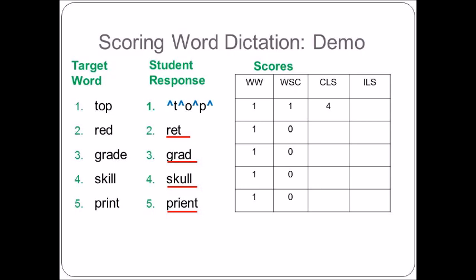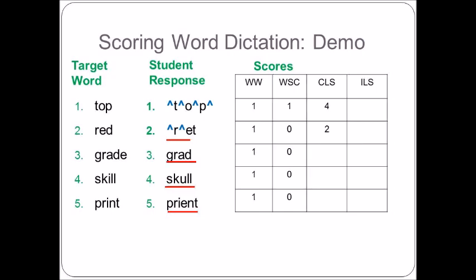Let's do item 2. The target word is red. We see that the student started the word with the correct letter R, so they get a correct letter sequence at the beginning of the word. From R to E is also a correct letter sequence, so we put a blue caret between those 2 letters. Now, instead of the correct letter D, this student wrote the letter T, which is incorrect. For now, there is nothing else we need to mark for this word. We see that item 2 has 2 correct letter sequences.